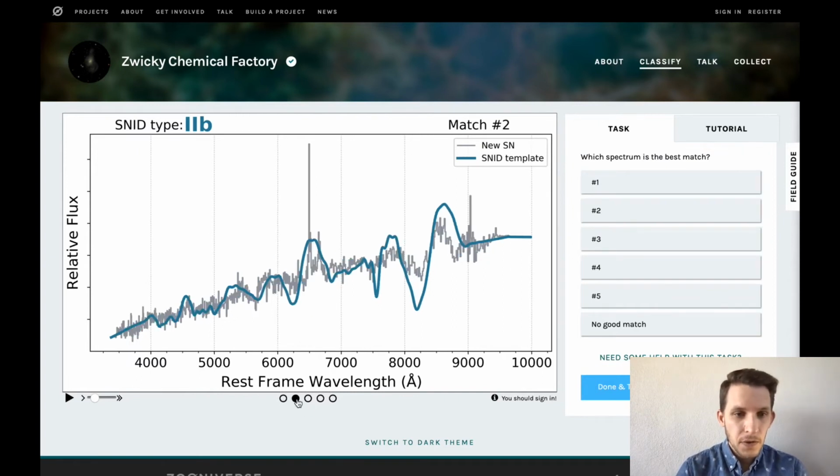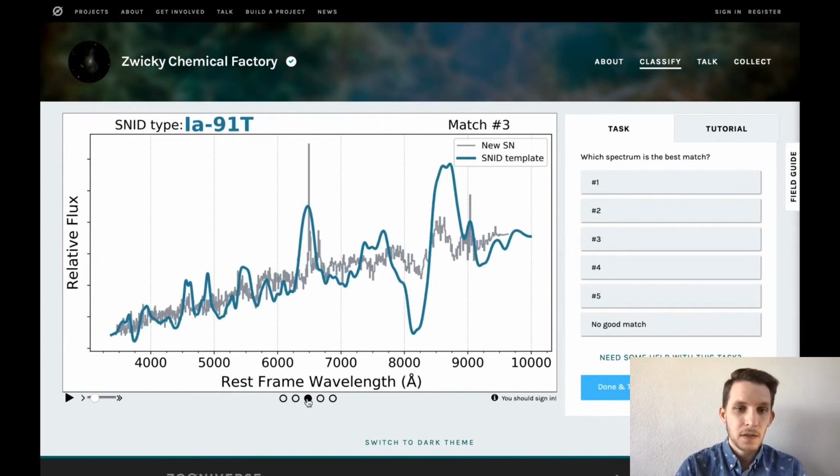So here's another example of a 2B, and we see some of the lines do line up pretty well, but the hydrogen feature that's right here in this 2B isn't really matched at all. So I'm not sure that that's a good match. Here's a 1991T type 1A supernova, and in this case, this just doesn't look like a very good match to me.